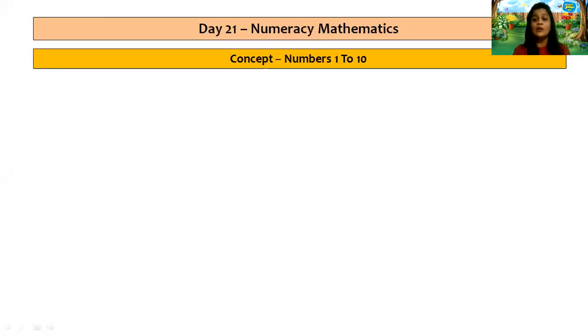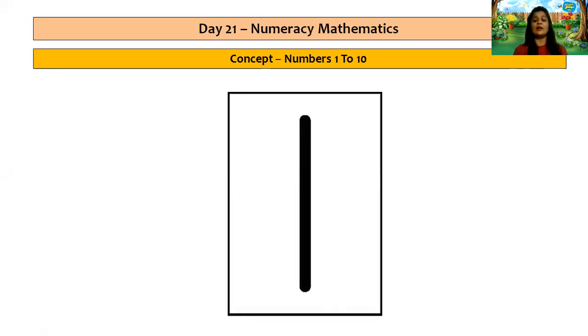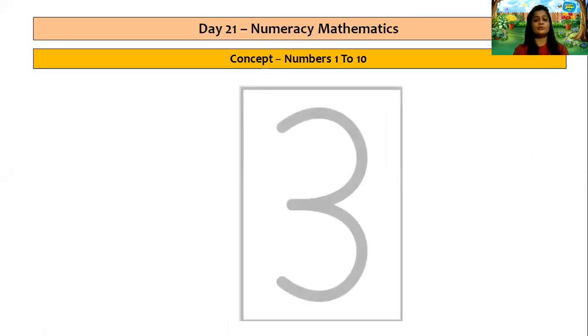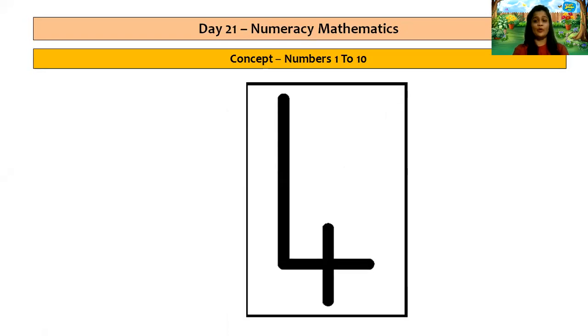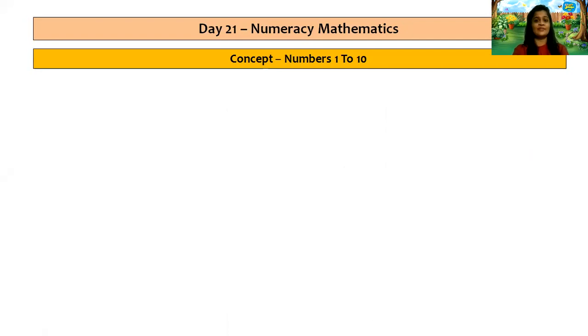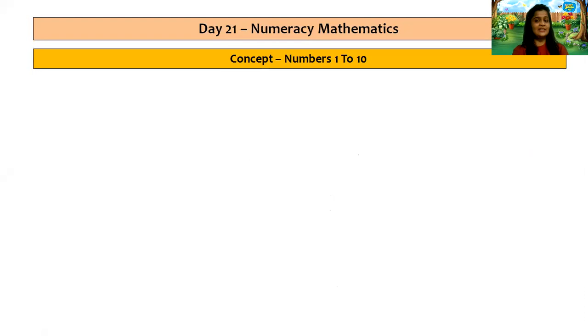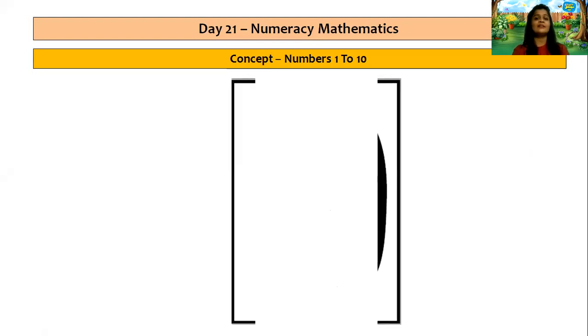Very good, children. Now, let's read our numbers from 1 to 10. Children, you are going to read with the teacher, okay? As the teacher shows, you all are going to read along with me. So the first number is number 1. 2. 3. 4. 5. 6. 7, 8, 9, 10. Well done, children.